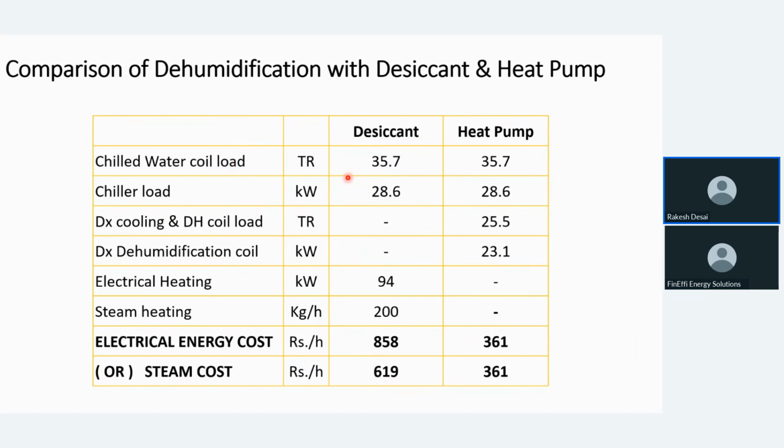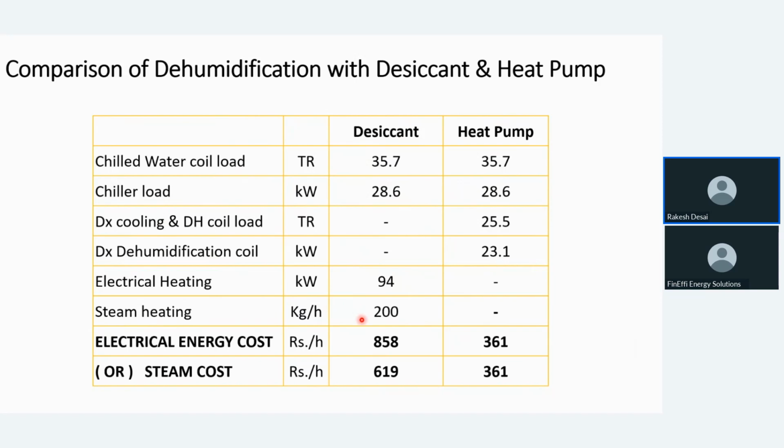the chill water coil in the system we have shown in the previous slide would have required 35.7 TR loading. Equivalent chiller consumption would have been 28.6 kW. In both the systems, the chiller consumption and the chill water coil load remain the same. However, if we use a desiccant system, there is no DX coil, and we require either electrical heating or steam heating to maintain the RH. If electrical heating is used, then 94 kW equivalent energy is used for heating the air. And if steam is used, then around 200 kg per hour of steam is required.